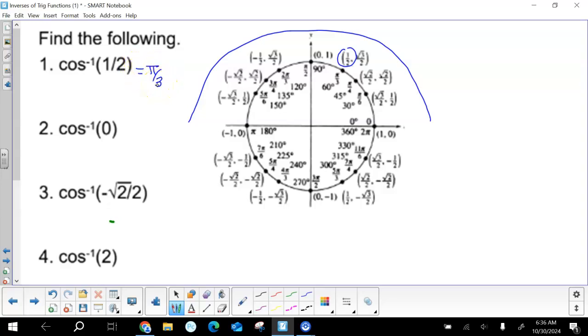Where is cosine 0? Well, that is right here, and that's going to be at pi halves. Here it says, where is inverse cosine of negative square root of 2 over 2? Well, that's right here, and the angle here would be positive 3 pi fourths. And where is inverse cosine of 2? It doesn't exist because cosine oscillates between plus and -1.